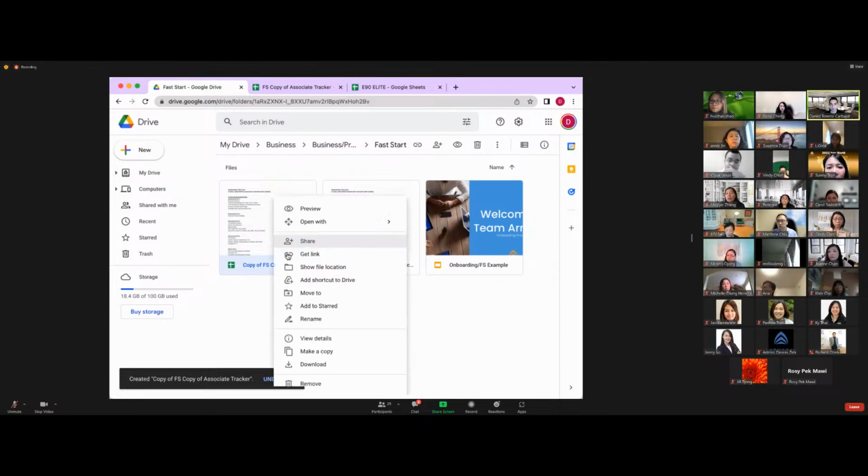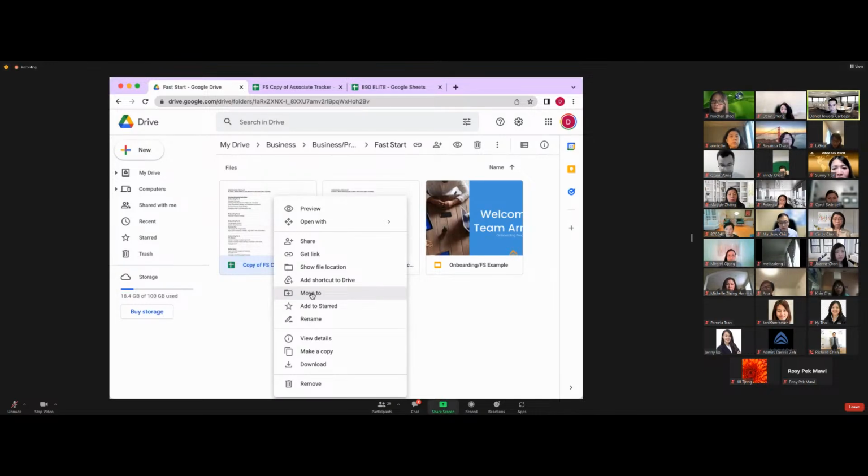And then same thing. This move to, that's how you move it into your own Google Drive folder. Because if you start making edits, then everyone is going to have access to the same sheet. So simply make a copy and then move that copy into your respective Google Drive folders. Clear? Okay, awesome.